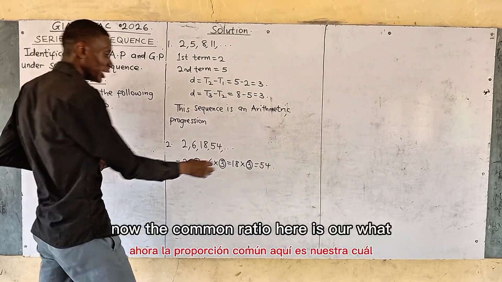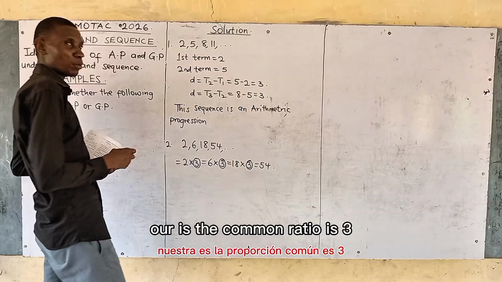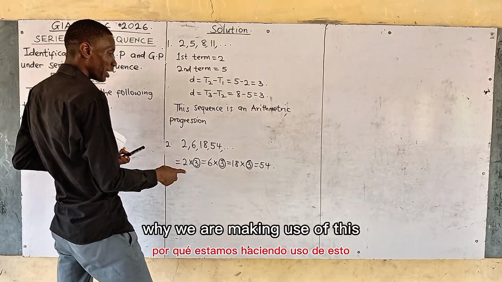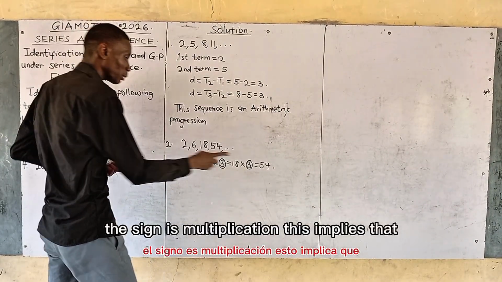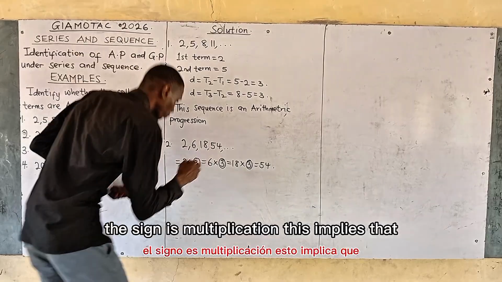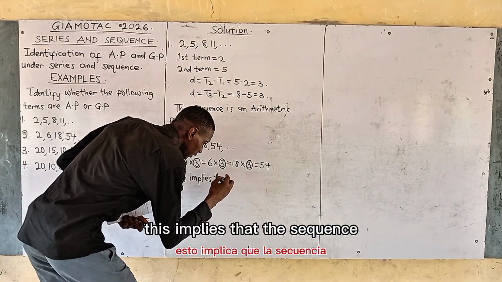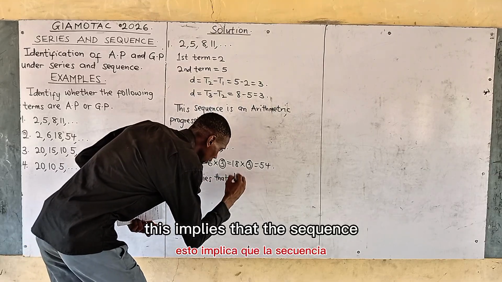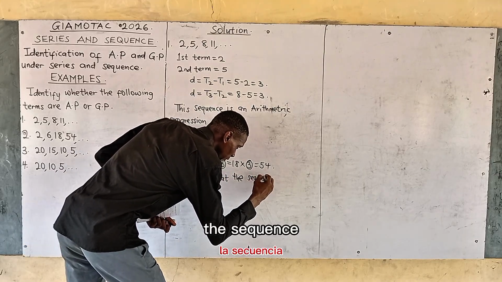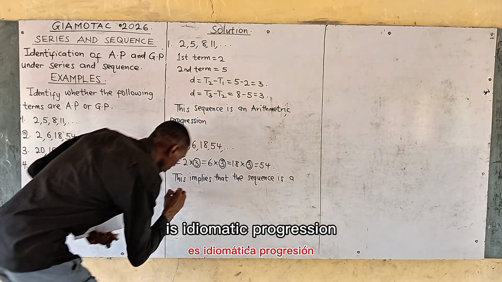Now the common ratio here is what? The common ratio is 3, while we are making use of the multiplication sign. This implies that the sequence is a geometric progression.